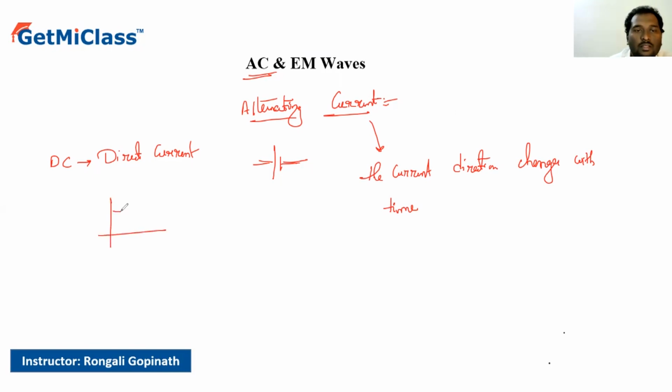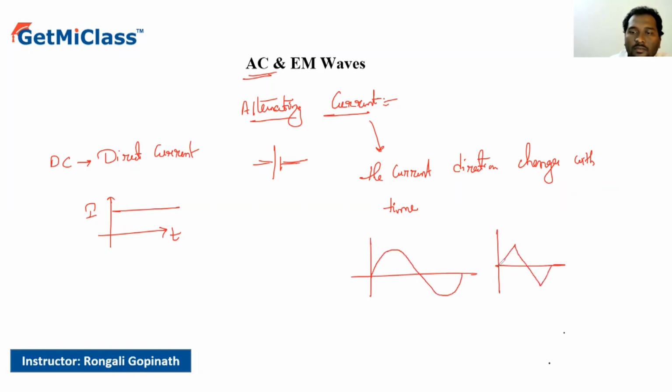An example of DC would be something like this. With respect to time, this is how the current would be. Whereas in case of AC, the current would be somewhat like this. It need not always be like this. It can be even like this, where the amplitude of the current keeps on repeating after a fixed interval of time. That is called an alternating current.